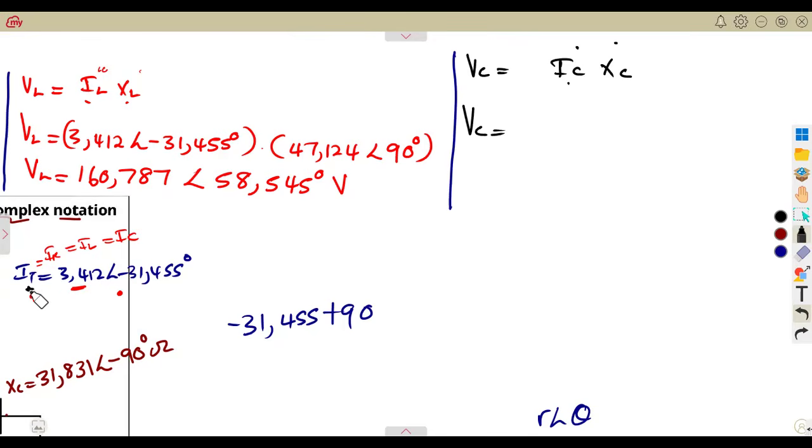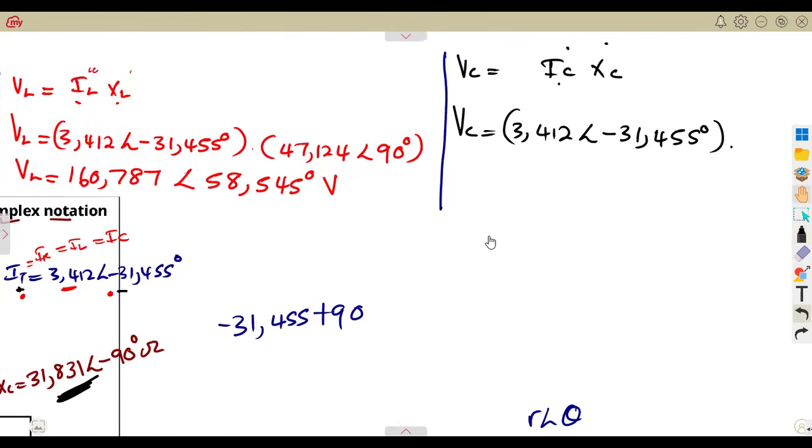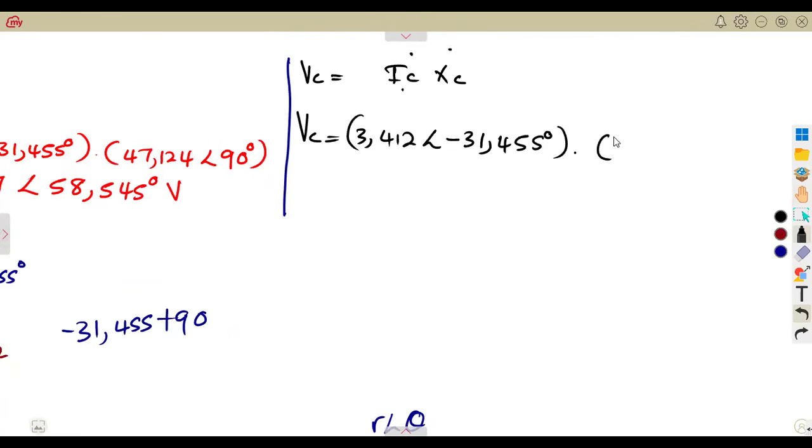IC is the same as the total current. So that's going to be 3,412 at an angle of minus 31,455. Remember your format. XC for a purely capacitive, it will be at negative 90 degrees. So you're going to take that as it is at a negative 90 degrees. So that was 31,831 at an angle of minus 90 degrees.